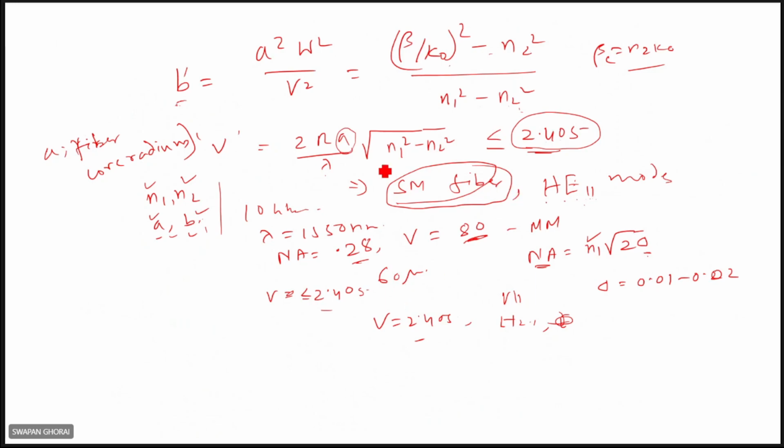By choosing the values of a, lambda, n1 and n2 in such a way that the V number comes out less than 2.405, generally less than 2.405, then it will be a single mode fiber. At that time only this mode will propagate, right? So say that if you consider lambda equal to these values, numerical aperture of these values, V equal to 80. Okay, here I have given examples.